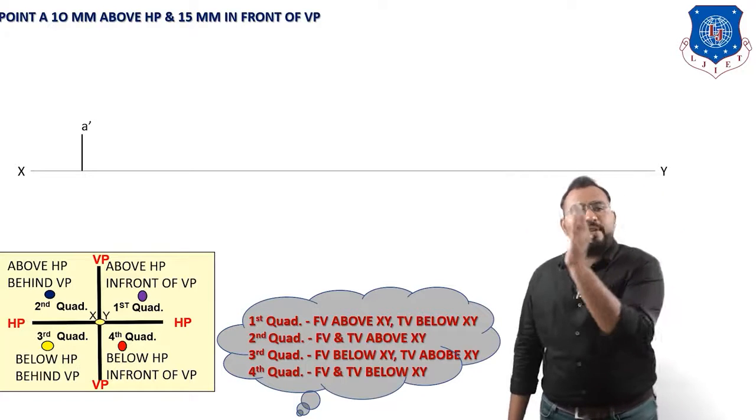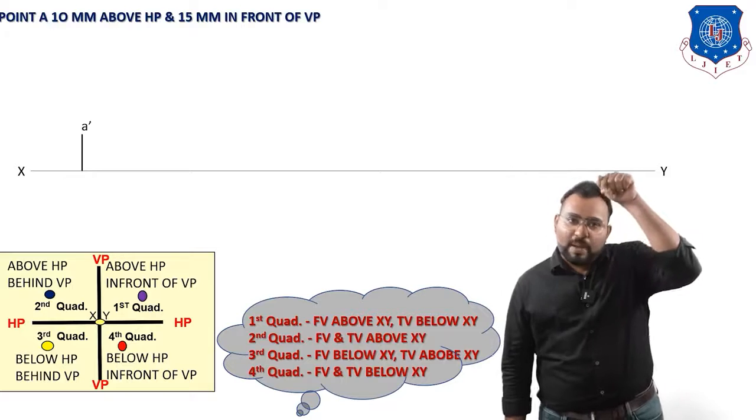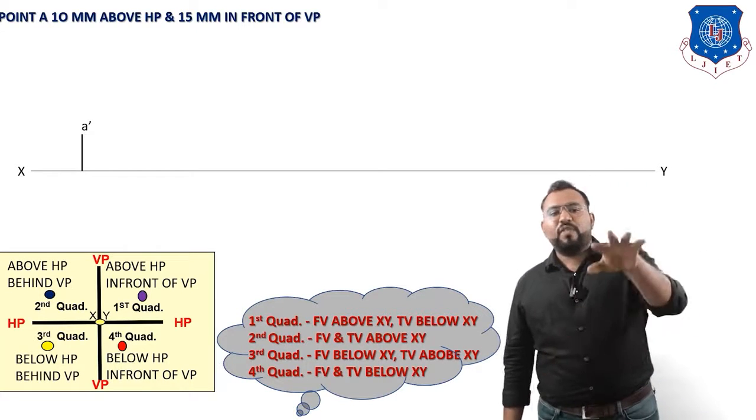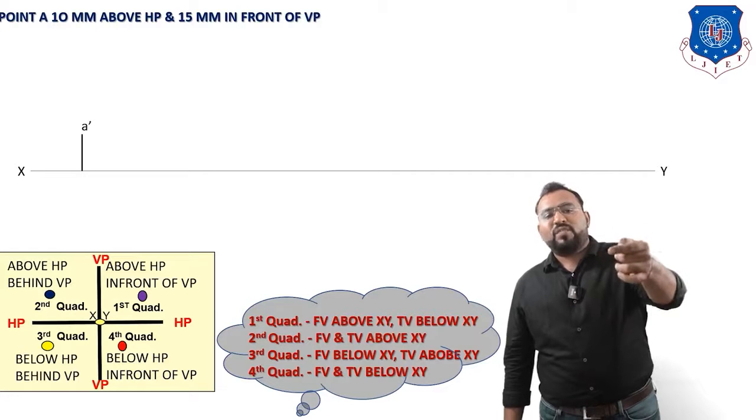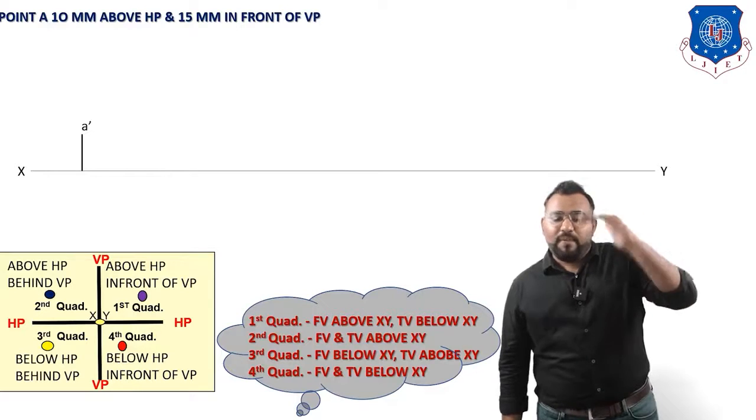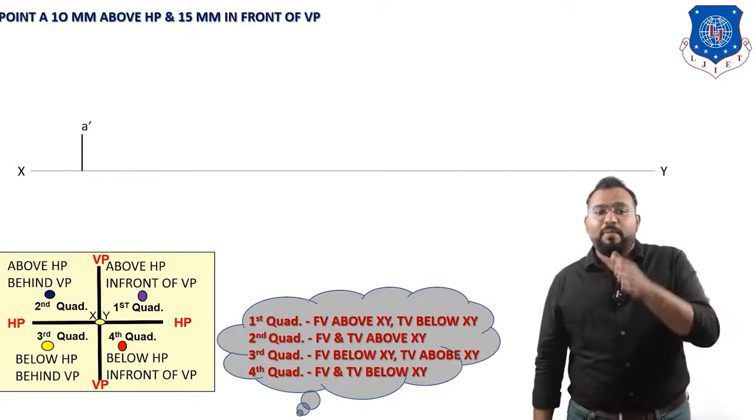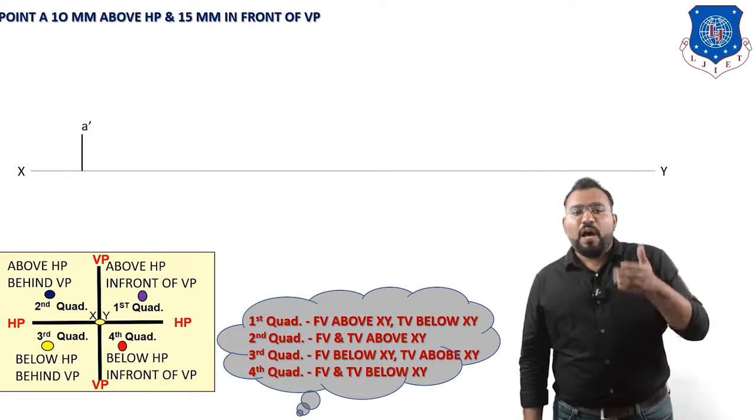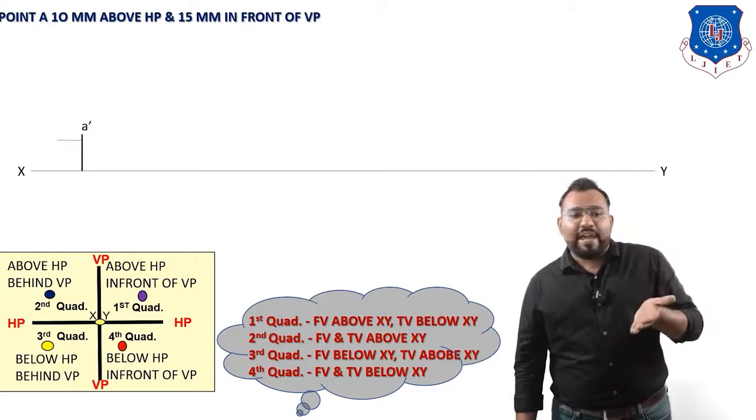Now 15 mm in front of VP. So in front of VP means he's talking about the top view. In the first quadrant we know that the top view is below the XY line. So we have to draw the top view 15 mm below the XY line. So we have to draw one line 15 mm below XY. Also remember, front view and top view both must come in one line. So now we will draw a 15 mm line which is below XY.